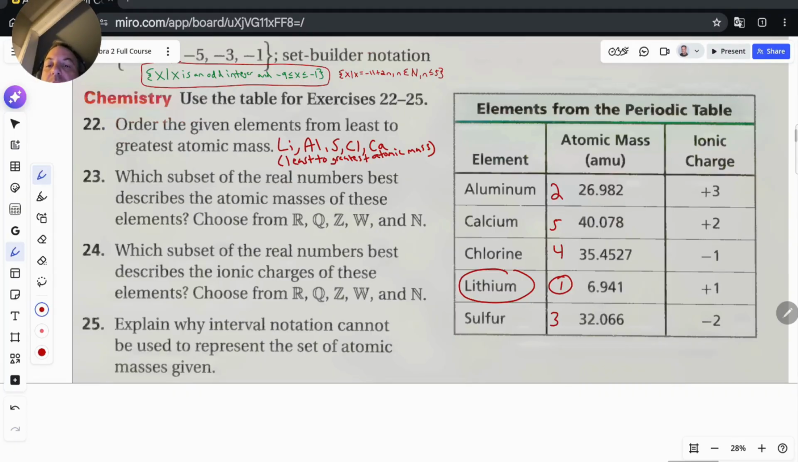Now let's take a look at number 23. Which subset of the real numbers best describes the atomic masses of these elements? Choose from R, Q, Z, W, and N, which we've been working with throughout the video series here for the first section here in chapter 1. So let's continue that skill. We can look at our atomic masses. Let me erase this part. And we have 26.982, 40.078, 35.4527, 6.941, 32.066.